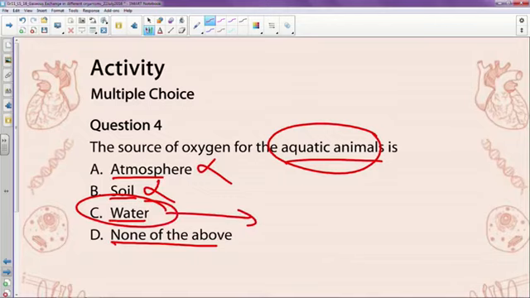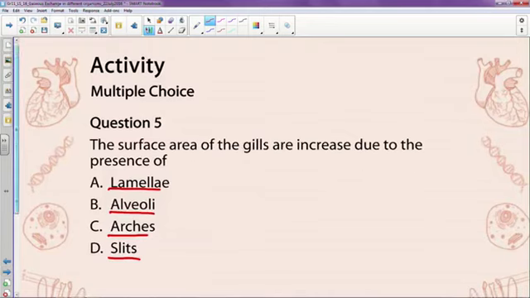And remember that water has a significantly lower percentage of oxygen than the atmosphere, and hence the concentration of oxygen in the water is significantly lower, and hence they need to have an efficient system to be able to absorb the oxygen from water that is poorly saturated with oxygen. So the answer there was C. Let's look at the fifth one.